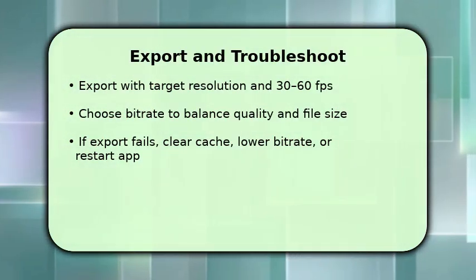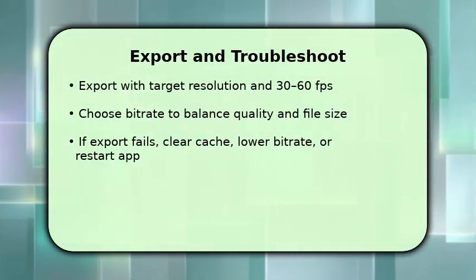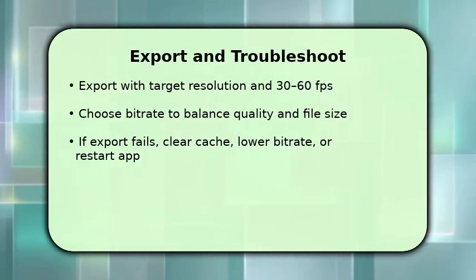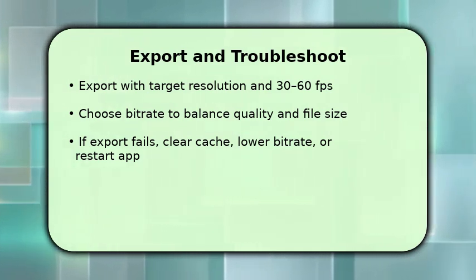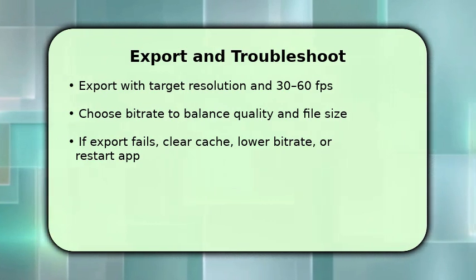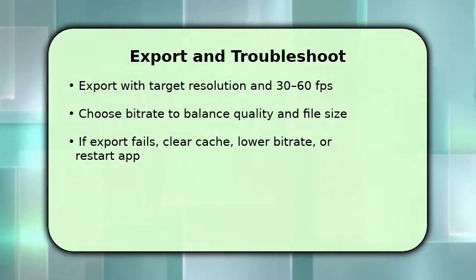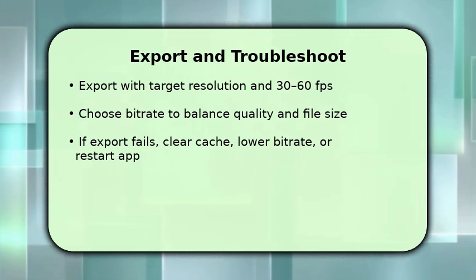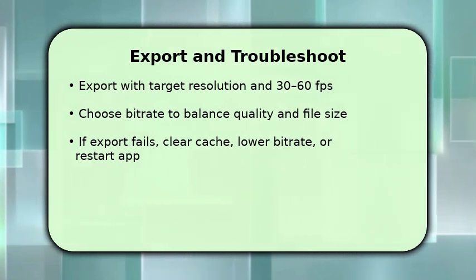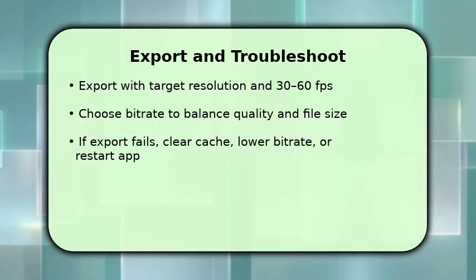You finish by exporting. Choose resolution, frame rate, and bitrate that match your platform, for example 1080p at 30 fps. Name the file, save to your device, and use InShot's share options to upload directly. Make sure to watch the full exported file once. Check audio sync and clipped frames.